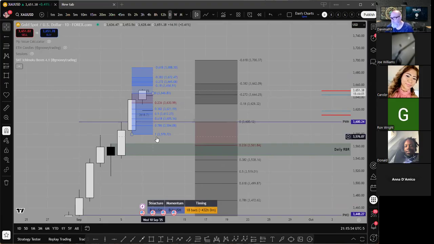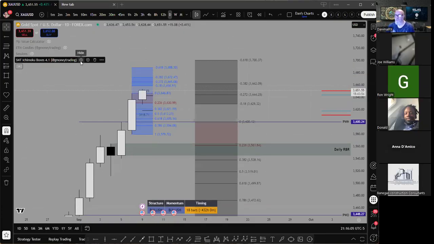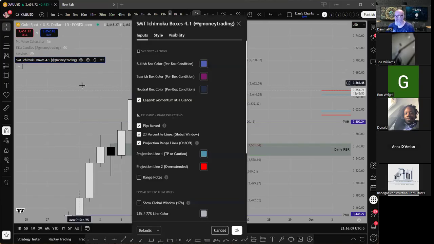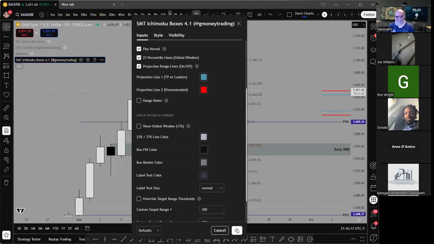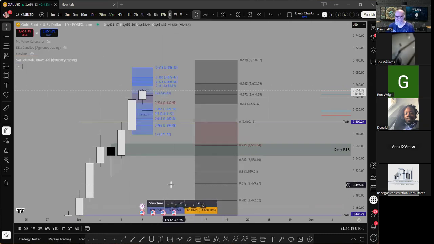It was more so when you got back into the Ichimoku or the SMT indicator. Right. Because for me, I'm still getting used to it. You've got so many cool different settings. I can't keep my brain clear on some of this. I don't know why my legends don't want to show up, or do they? There they are. Okay, cool.